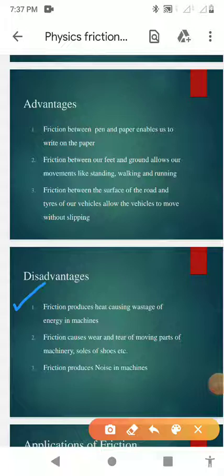Then friction causes wear and tear, as we all know, of the moving parts or machinery, and a common example is the soles of our shoes. So in that case friction is not desirable. And the third one is that friction produces noise in machines, and noise means unwanted sound. It is irritating, or we can say it creates noise pollution, so it is also non-desirable. So in that way there are both advantages and disadvantages of friction.